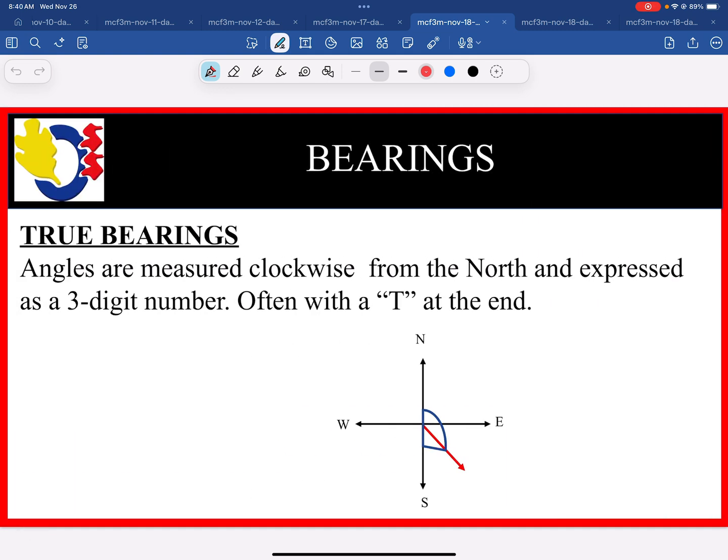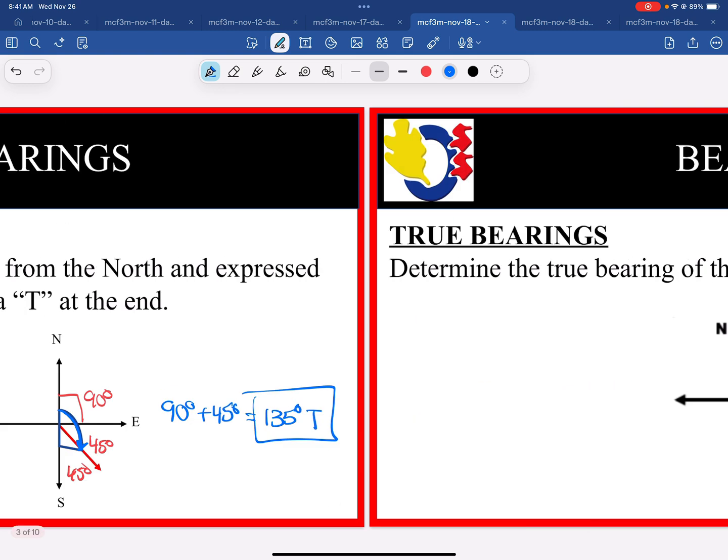Okay, so this first example here, from north, each quadrant is 90 degrees, okay? So if this is 90 and this angle here looks like it's exactly between south and east, that makes this segment 45 degrees and this segment 45 degrees. So the true bearing from north to this vector line here is 90 plus the 45. If I add that up, we get 135 degrees true. Okay, so that's the bearing on this vector.